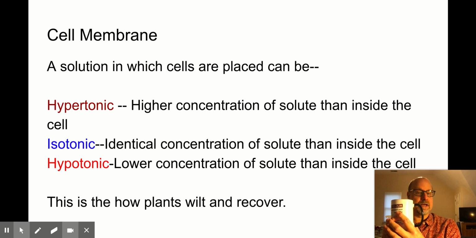So if you put a cell in a hypertonic environment, it's going to shrink as water leaves it. If you put it in a hypotonic environment, it's going to swell and possibly even burst if there's enough of a difference. Those are the interesting ones.